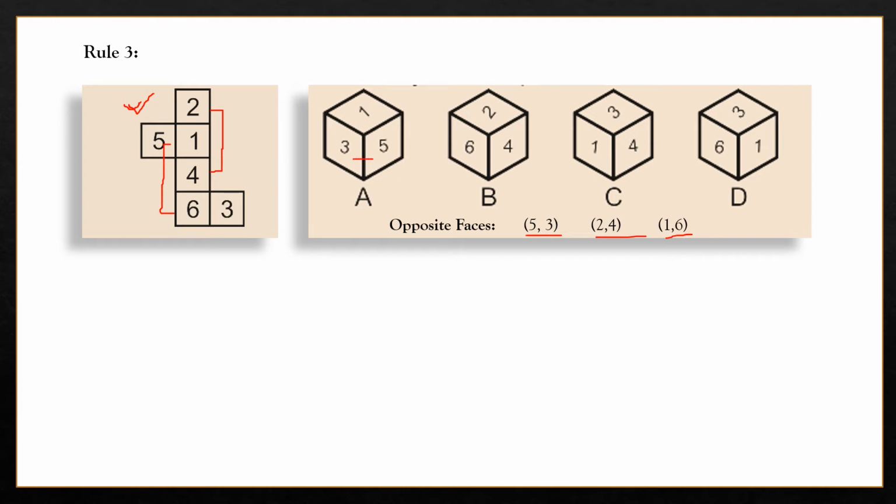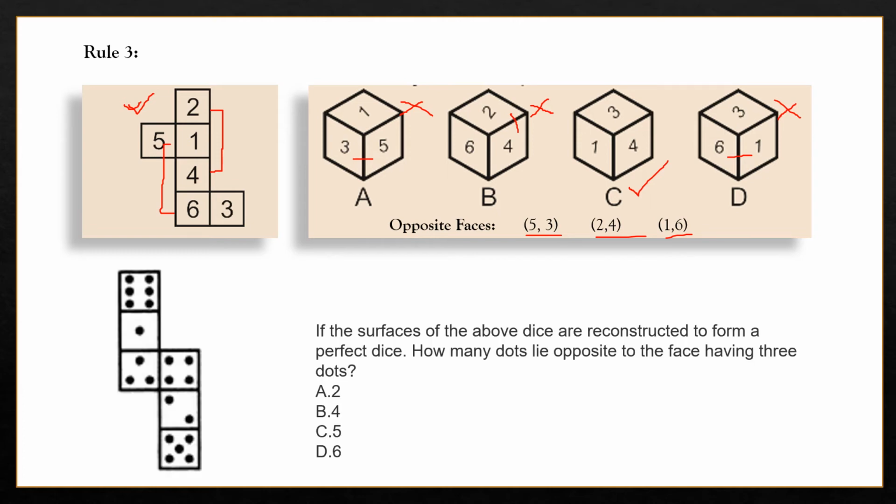5 and 3 are occurring adjacent here, so this cannot be your dice. Here you can see 2 and 4 occurring adjacent, so this again cannot be. Here we see 1, 3, 4. This can be one of your possible answers. Let's check out the fourth option as well. Here we can see 1 and 6 are occurring adjacent, so your correct answer is part C, which is 1, 3, 4, this figure. Let's check out one more example so that we make this concept very clear to you.